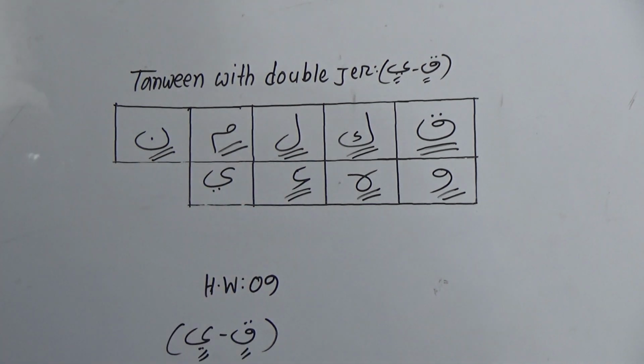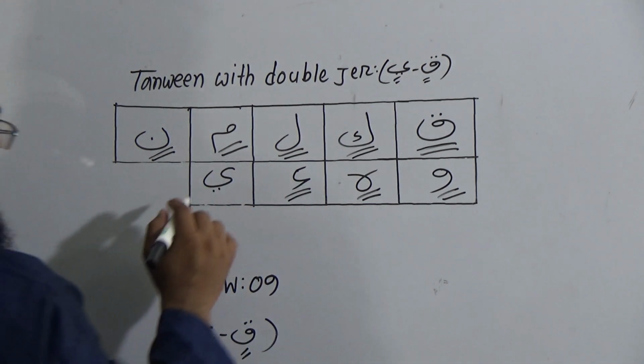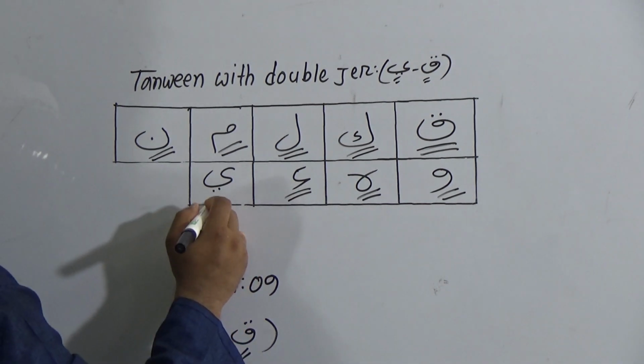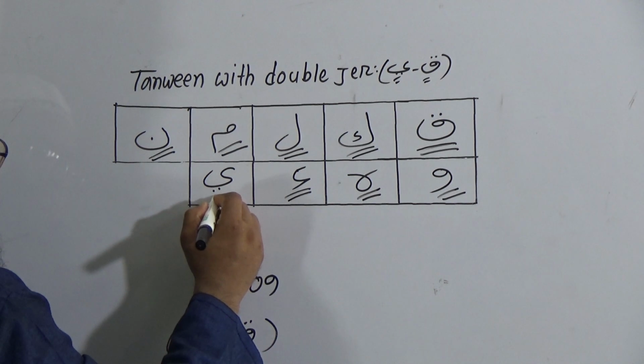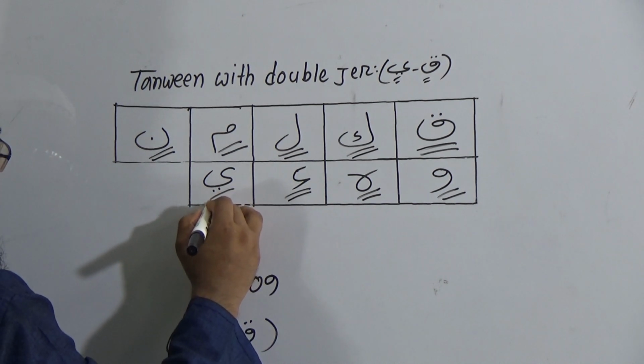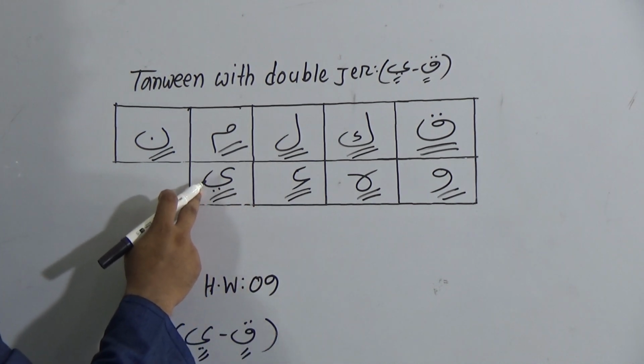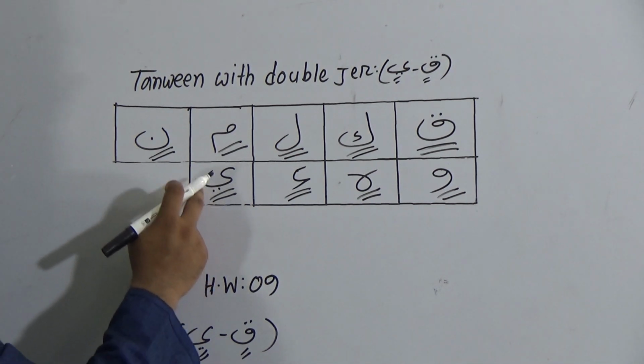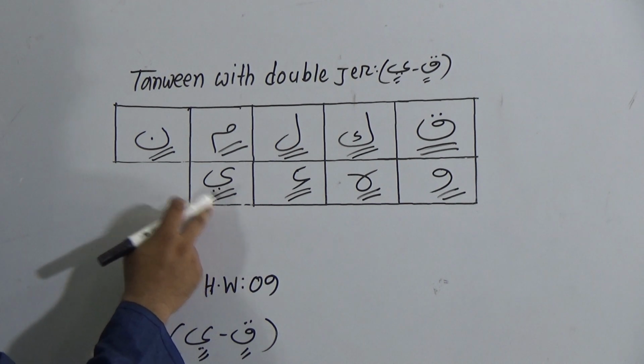Now my dear students, last one, and you know that this one is Ya. Ya has 2 drops. Okay, my dear students, I am giving double zer under the Ya, and you have to pronounce this one. Ya dui zer in.